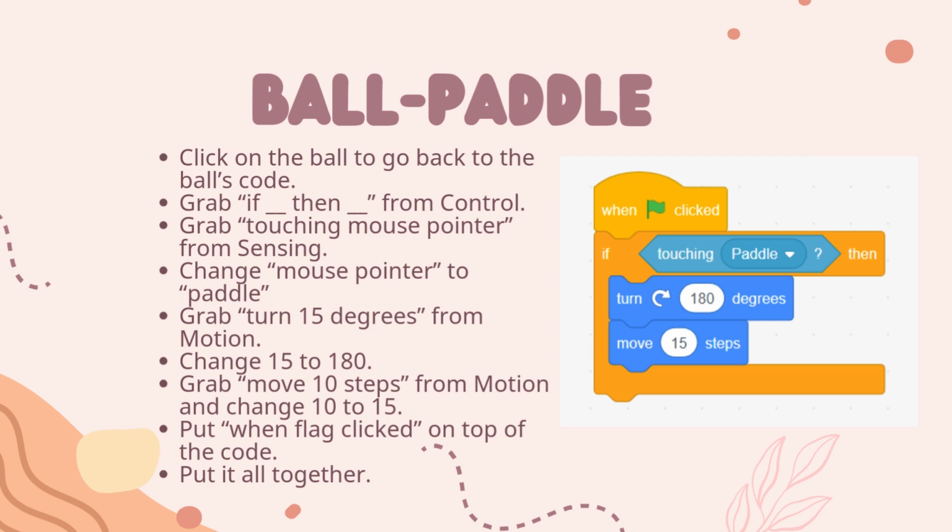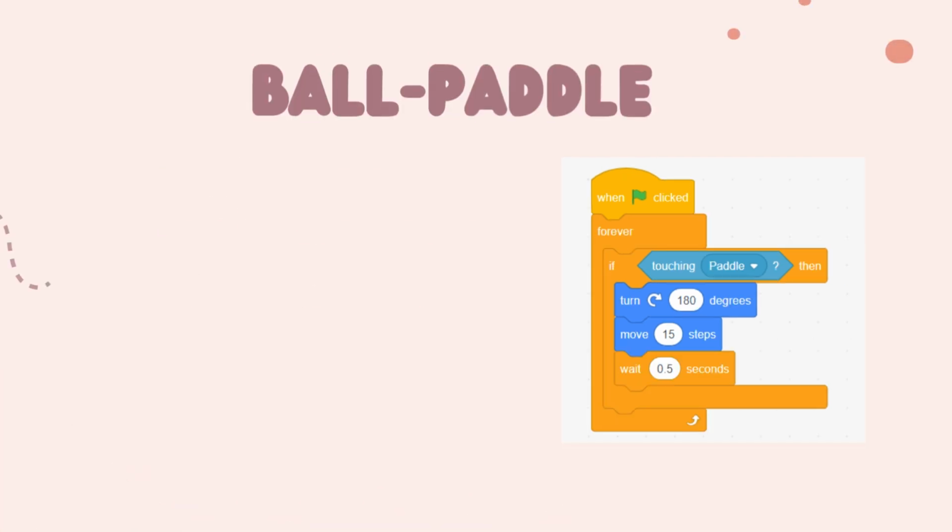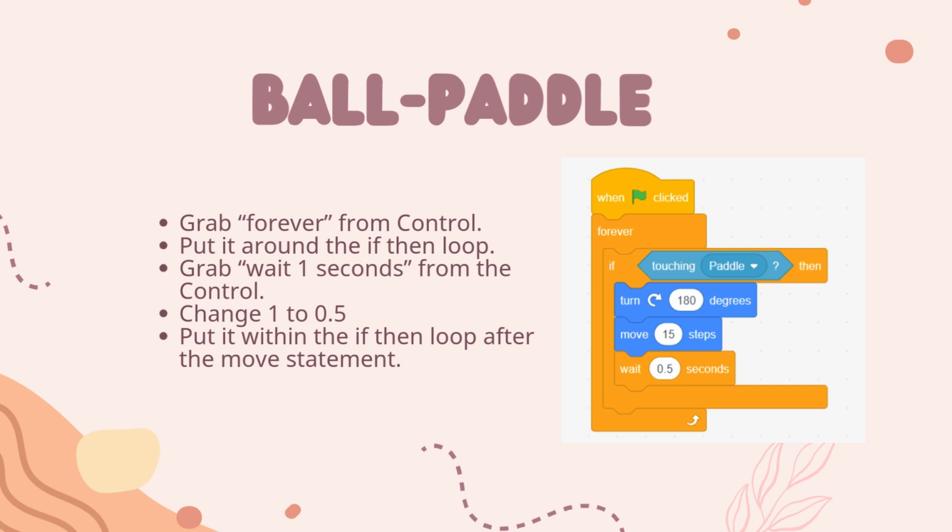Why doesn't it work as needed? That's because it requires the forever block. So, grab forever from control. Put it around the if-then loop. Grab wait 1 seconds from the control. Change 1 to 0.5. Put it within the if-then loop after the move statement.